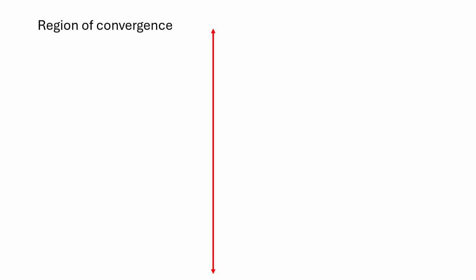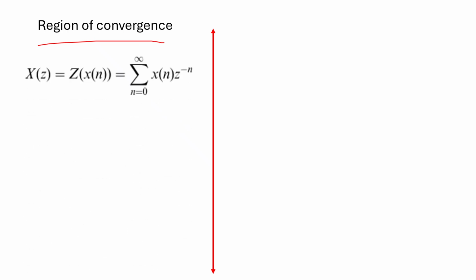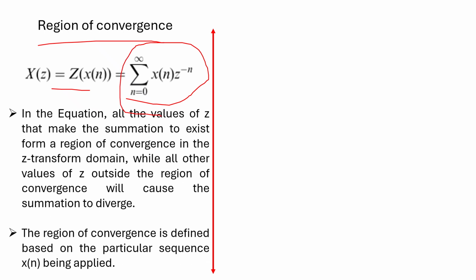Okay, so now what is the region of convergence? Suppose this is the X(z) for your x(n). The region of convergence is always the set of values of z that make the summation exist. So it should exist. Whatever Z transform we are getting, it should be valid for z.